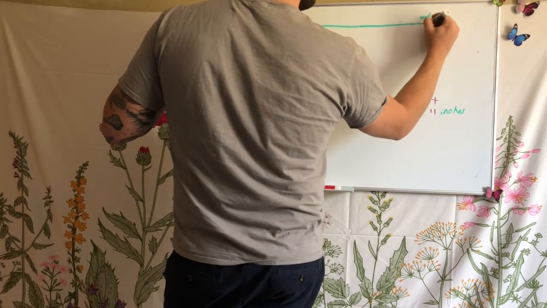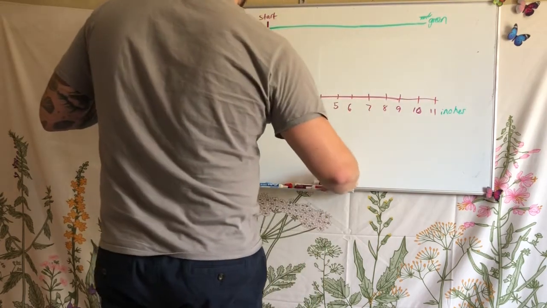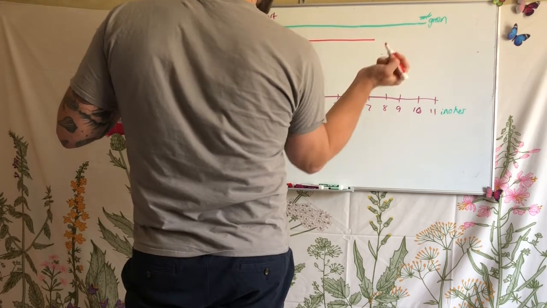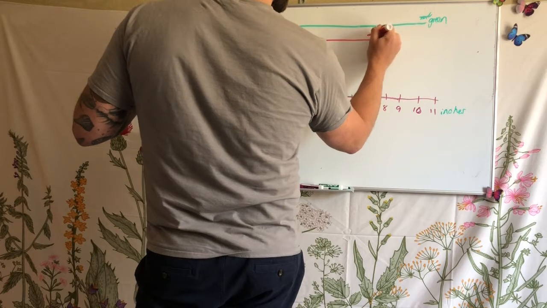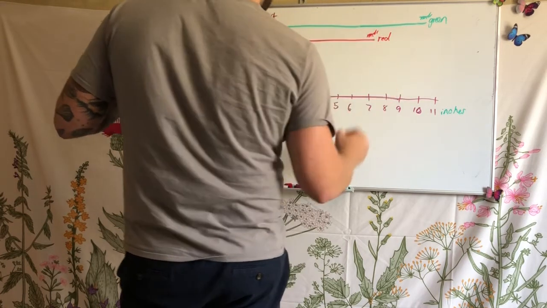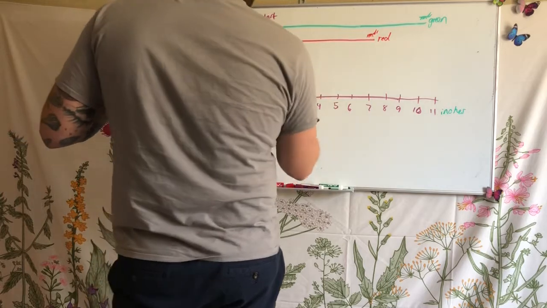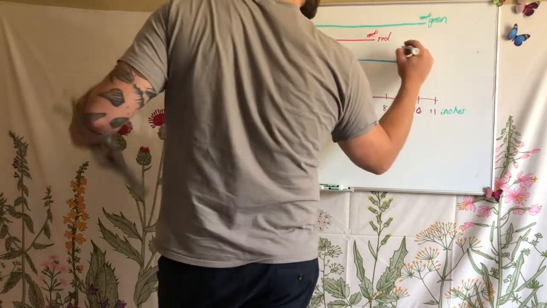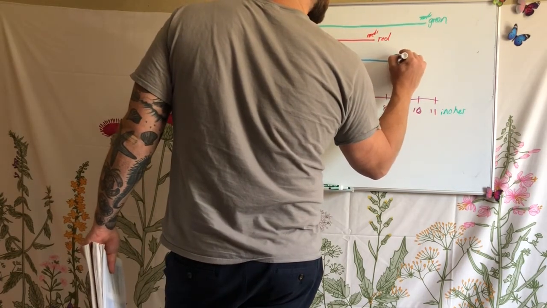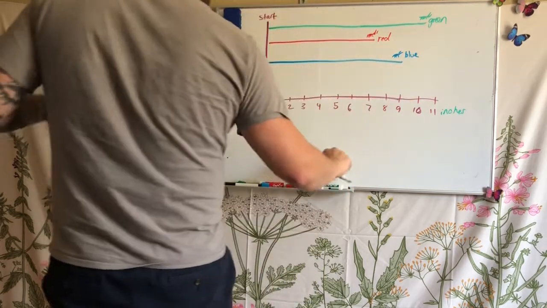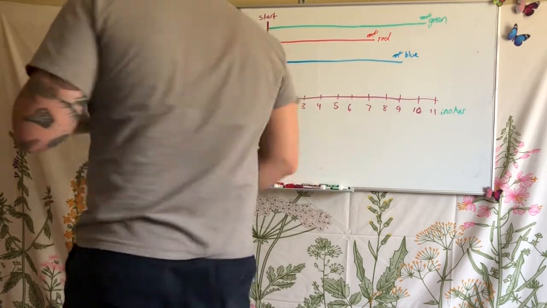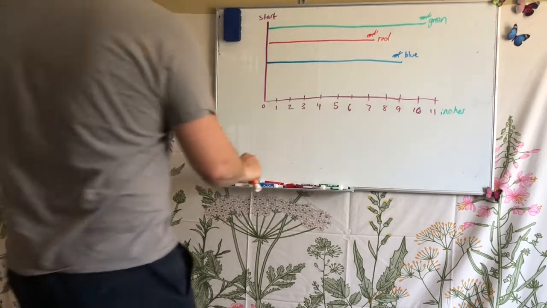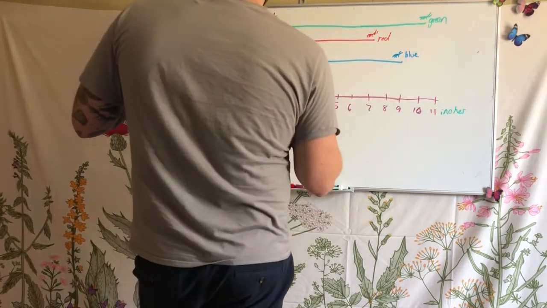That's going to say green. Next we have red, which goes to 7. Another little ant. Then we have blue, which is at 9. And then we have, let me get another color, orange, which is at 6.